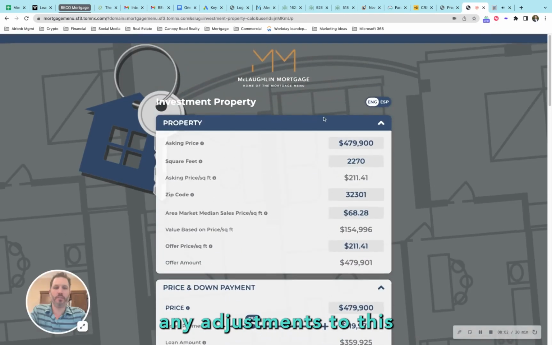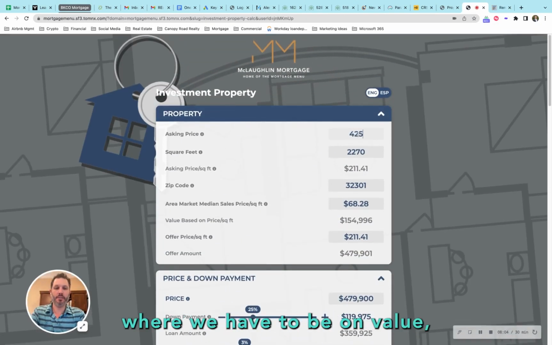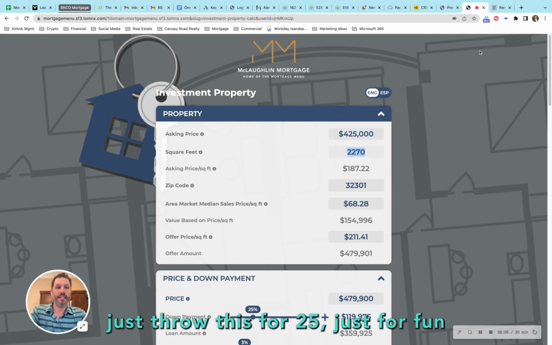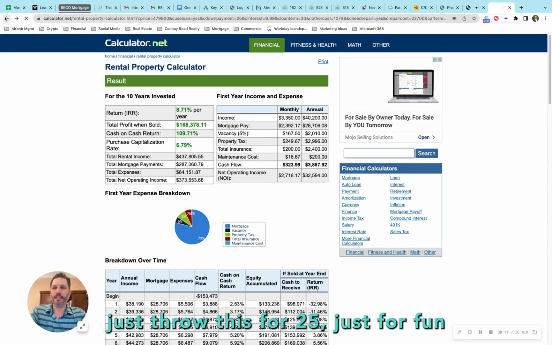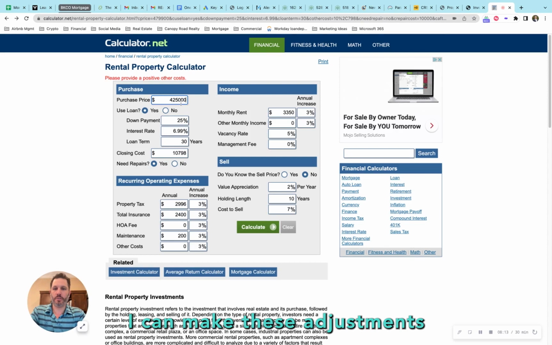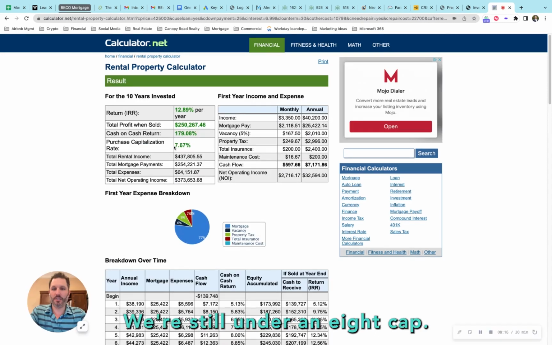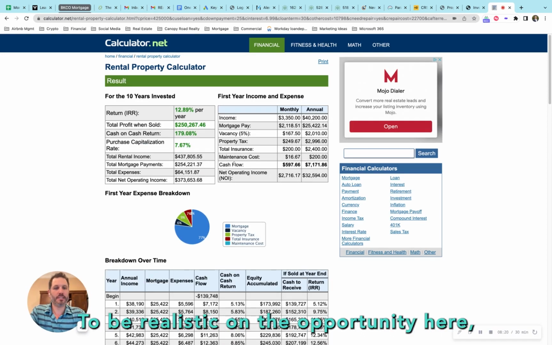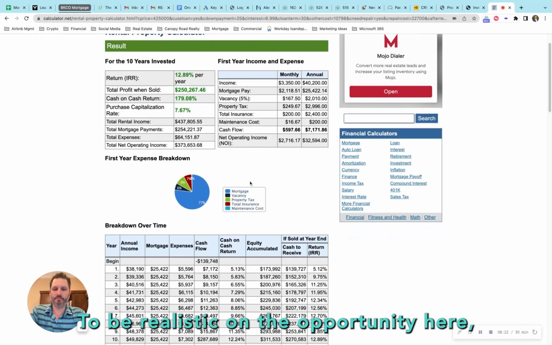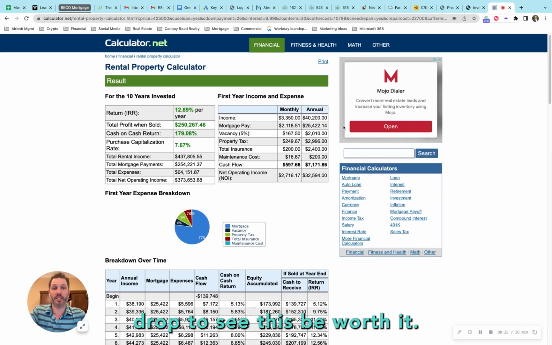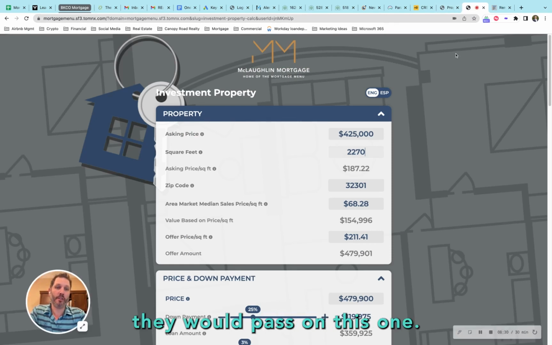So if we're going to make any adjustments to this, where do we have to be on value? Let's just throw this at 425 just for fun and see where the chips fall after we make these adjustments on purchase price. We're still under an 8 cap. To be realistic on the opportunity here, we need to see a substantial price drop to see this be worth it. I would advise they would pass on this one.